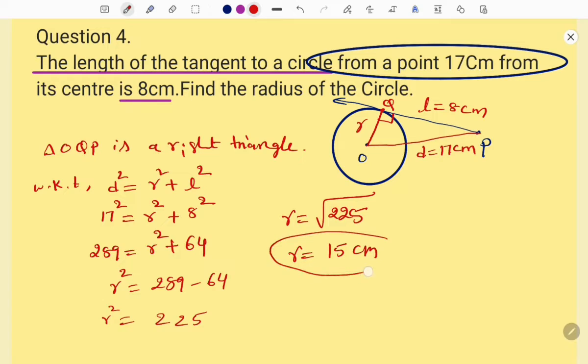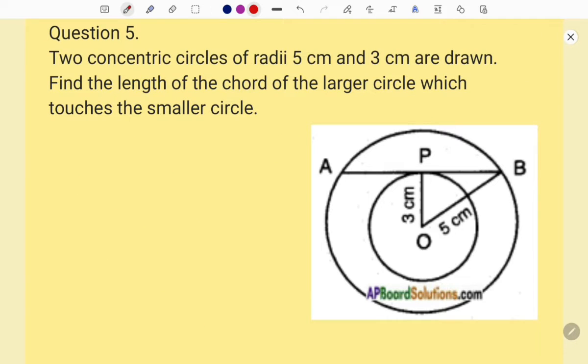So the radius of the circle is how much? 15. In that question he asked that what? Find the radius of the circle. So here the radius of the circle is 15 centimeters. Okay, Nana? Next question number 5.